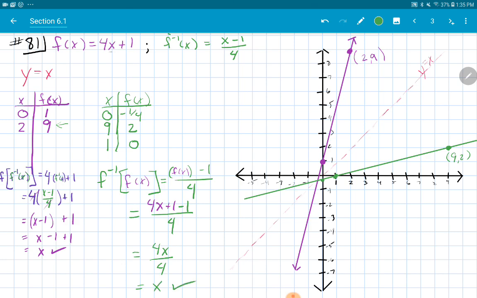So the inverses are verified with the composition, and you can see on the graphs that they do flip over that y equals x line. They reflect over the y equals x line.